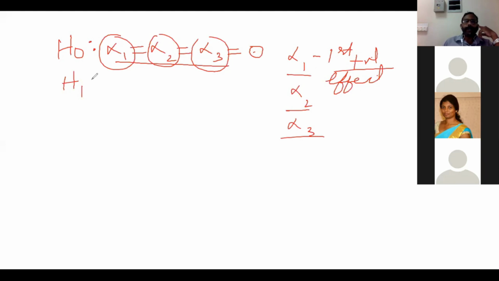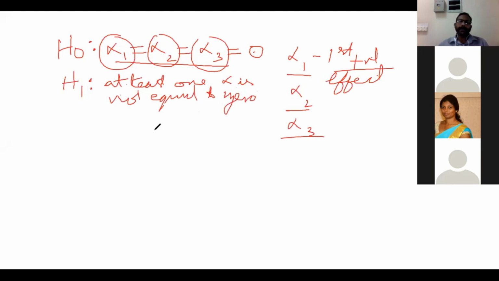So alternative: at least one alpha is not equal to 0. So that is your null and the alternative hypothesis.